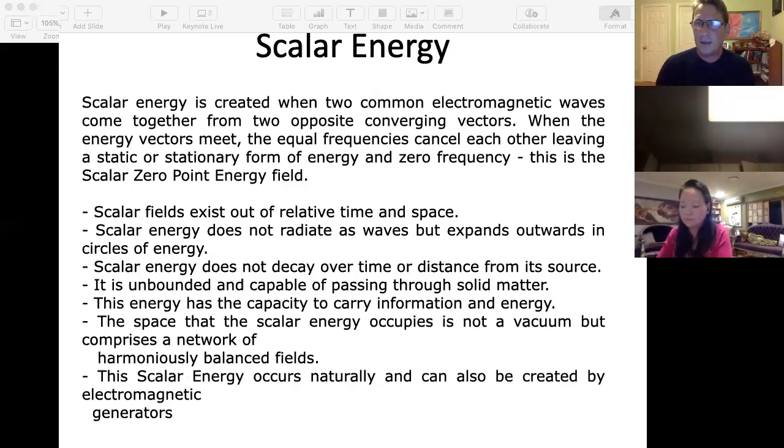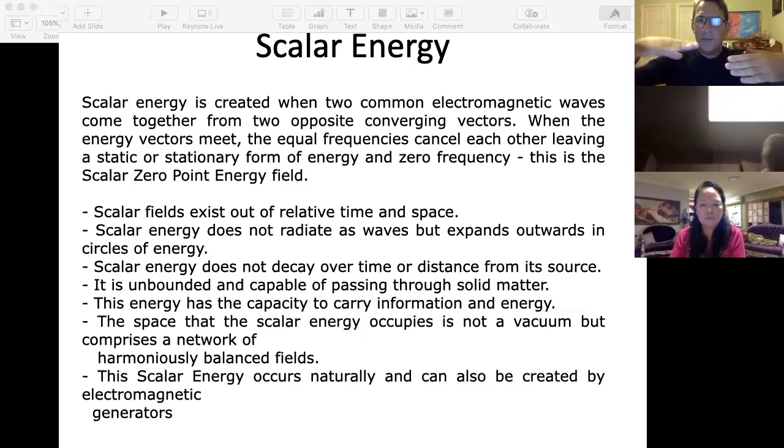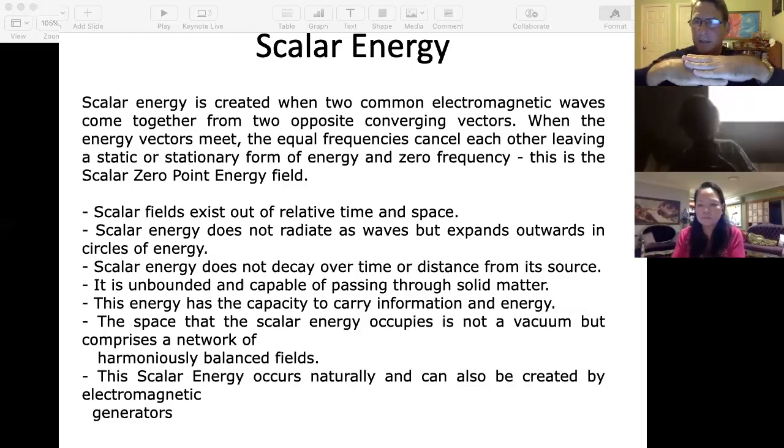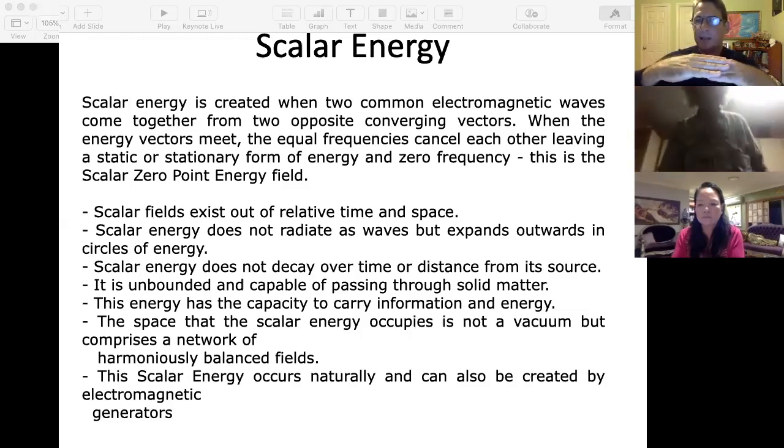Most people don't know what scalar waves are. Basically, they're created when you get two electromagnetic waves coming from opposite directions, converging and completely matching in their frequencies and wavelength. As they overlap, they neutralize each other. So the electromagnetic component is neutralized, but that leaves behind what we call a zero frequency or a scalar zero-point energy field, which results in these scalar waves.